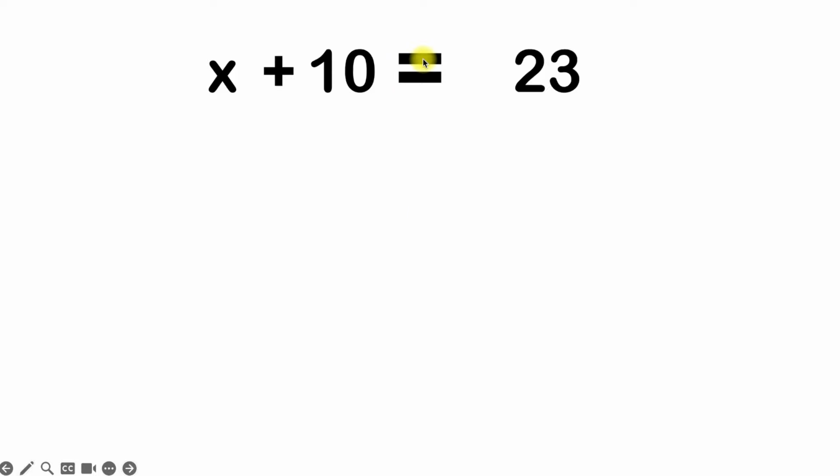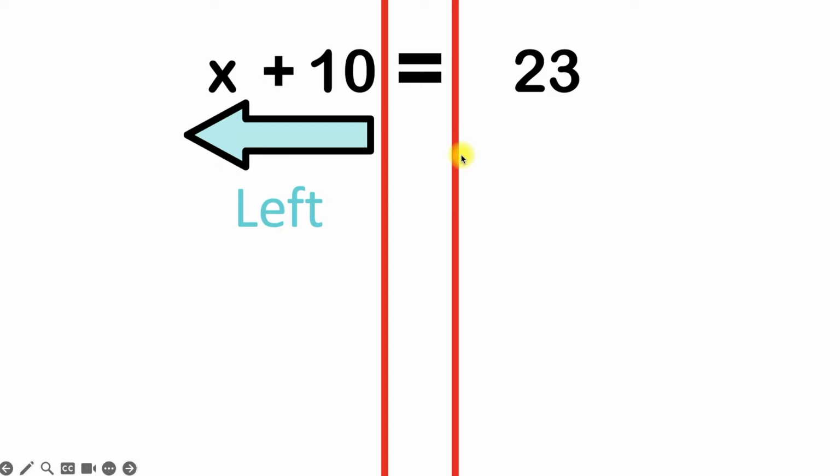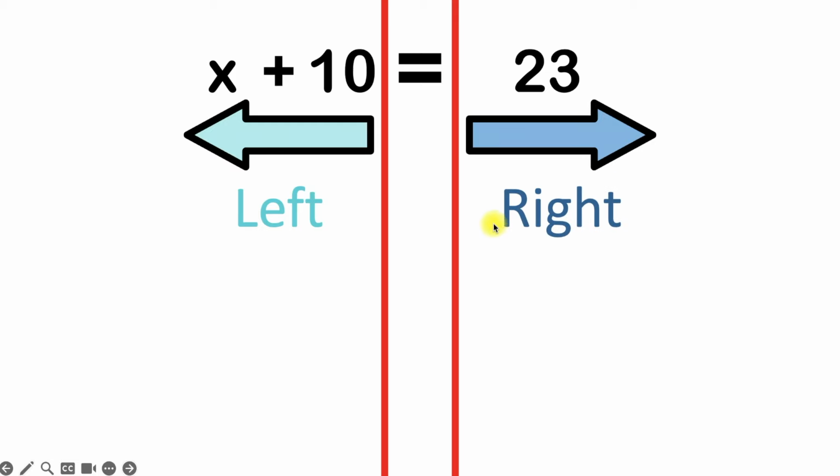I'm going to put lines right next to the equal sign, and that's going to separate the equation into this side, which we're going to call the left side, and this side, which we call the right side. When talking about equations, most teachers will just say the left side and the right side. And what they mean is the left side or the right side of the equation. Keep that in mind because we're going to be saying that a lot.